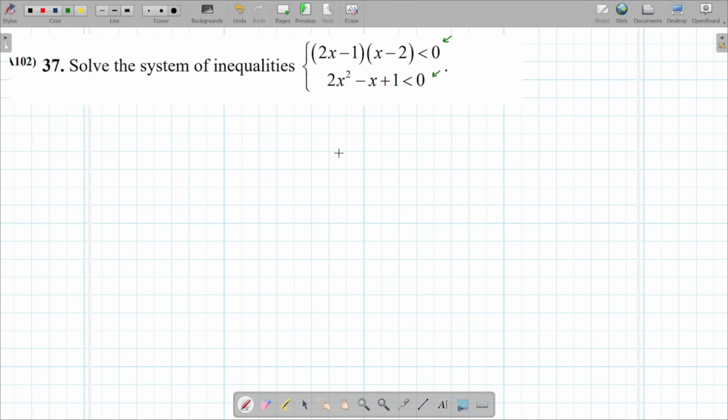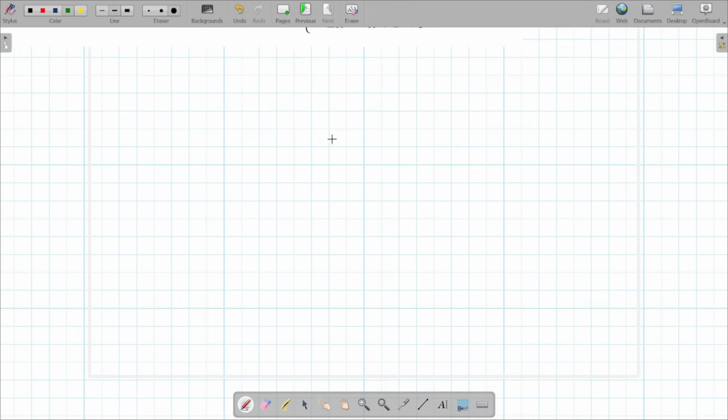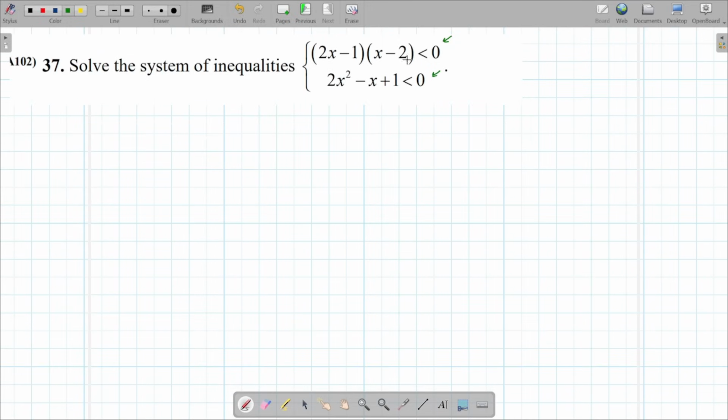Very important to plot on a number line. Okay, let's start with the first one: 2x minus 1, x minus 2 less than 0. Okay, so it's very easy. They actually gave you the factored form already, so you can directly find the roots.